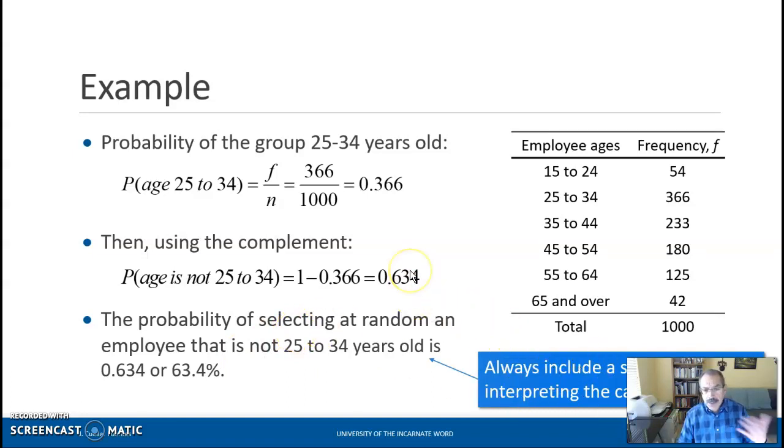All right, so this is an example of how we can use the complement rule. And you will see we will use the complement rule quite often in subsequent chapters.